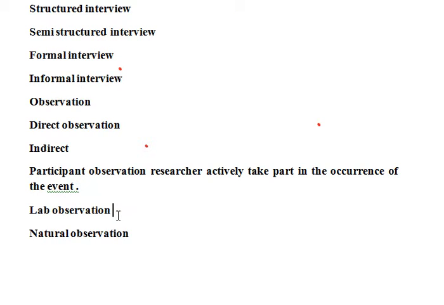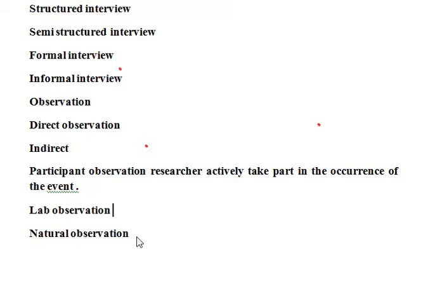In lab observation, we observe one person, one emergence of an event or behavior, in a controlled situation in a lab. For example, we check trial and error learning, how a cat or a human learns by trial and error. In a lab we provide a controlled situation, a full-fledged lab setting, an experimental setting. We observe the emergence of the trial and error effect on the learning of one person.